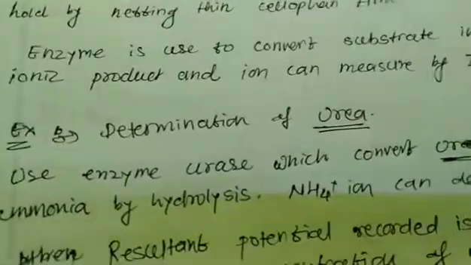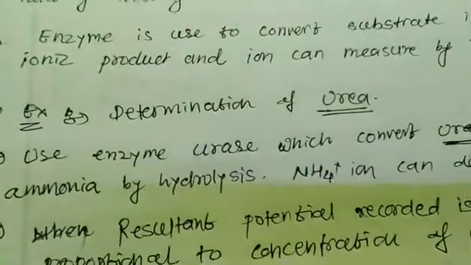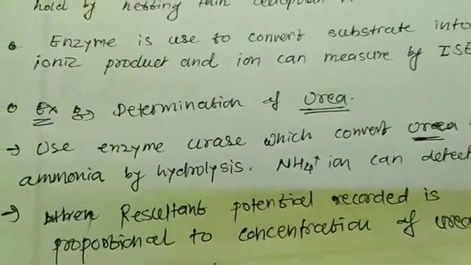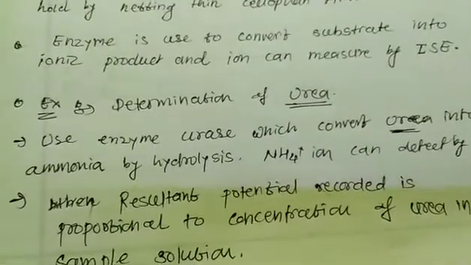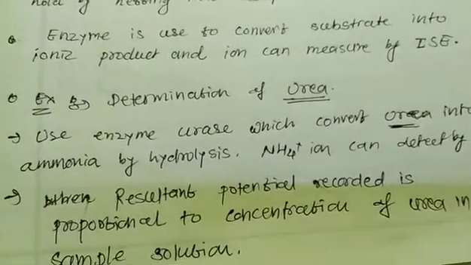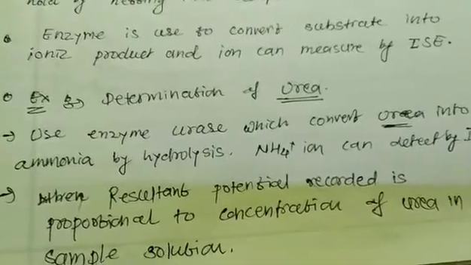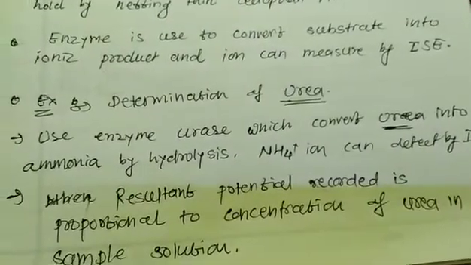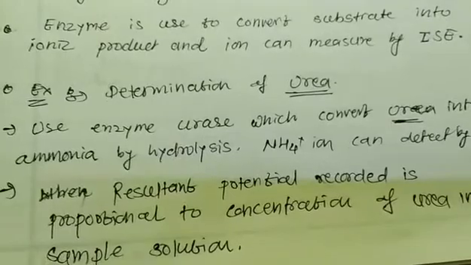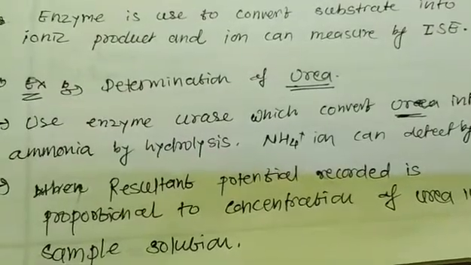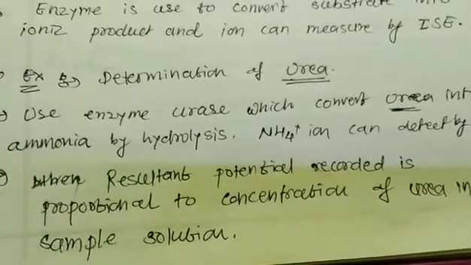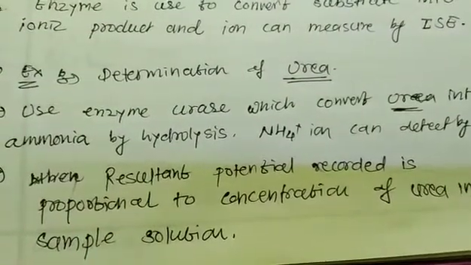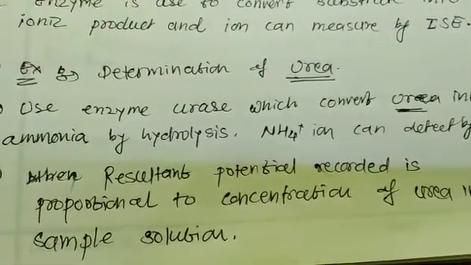So, for example, in determination of urea, we use the enzyme urease, which converts urea into ammonia by hydrolysis, and the ammonium ions can be detected by the ion selective electrode. And when the resultant potential is recorded, it is directly proportional to the concentration of urea in the sample solution.